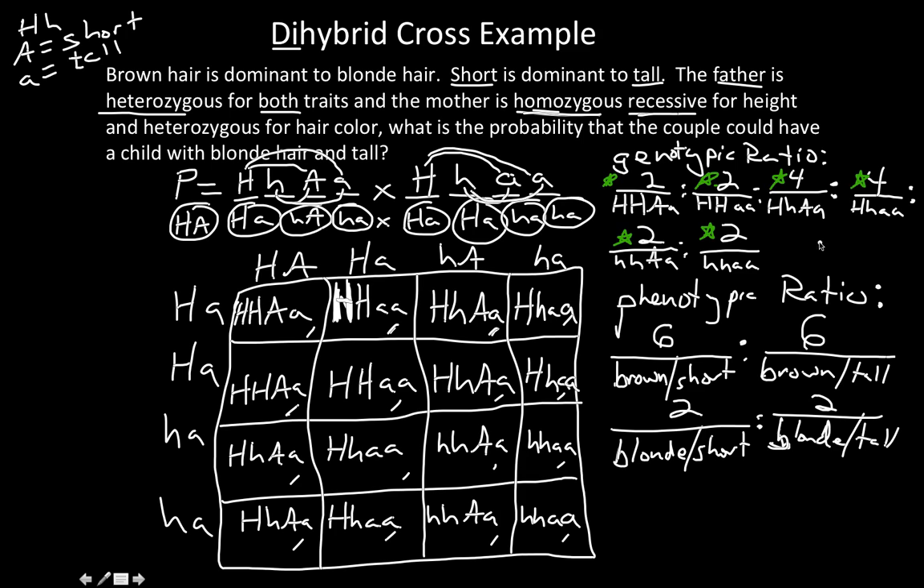Last but not least, we got to go back and check the problem. What is the probability that the couple could have a child with blonde hair and tall? Well, blonde hair and tall is this guy right here. So that's 2 out of a possible 16. So we'd have 2 out of 16, or 12.5%.